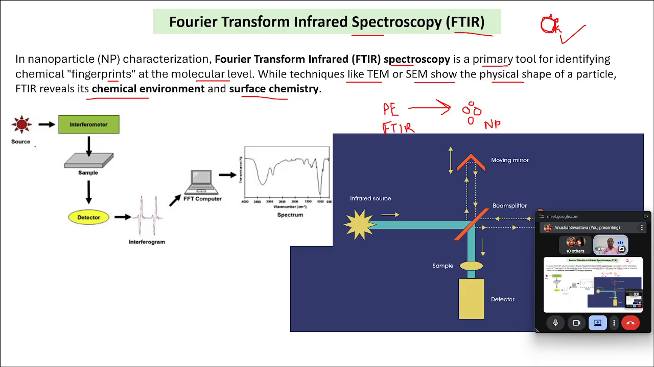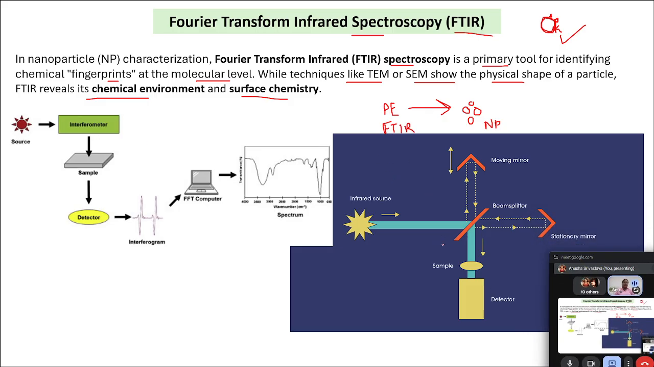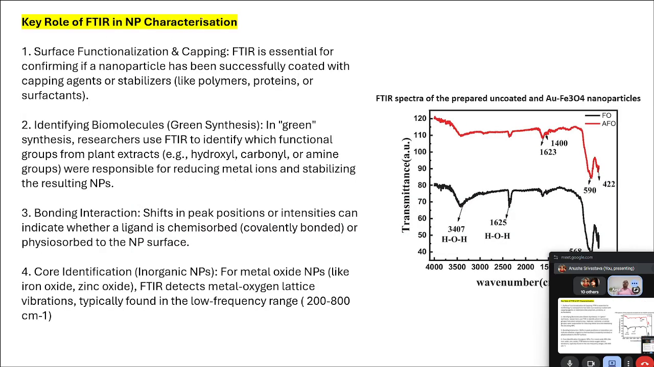Now, the basic instrumentation remains the same. There is a source, and then there is an interferometer, which is shown here. So, this is the infrared light source, and this is the sample. This is the beam splitter. The ray comes, it falls on the sample, and then there is a moving and stationary mirror which is used. So this is basically the interferometer. It passes through the interferometer, falls on the sample, and then goes to the detector, which makes this interferogram.